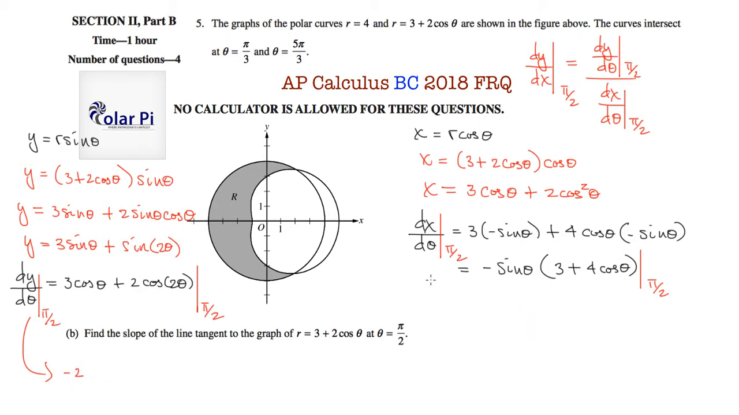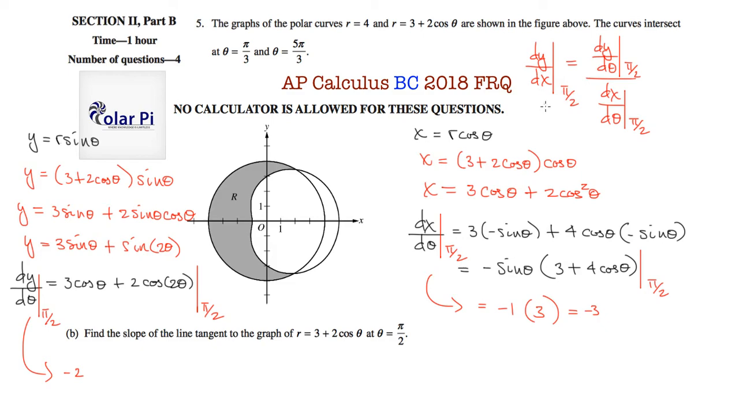And then we see that dx d theta evaluated at pi over 2 will be negative of sine of pi over 2. Sine of pi over 2 is 1. So we've got negative 1 times 3 plus, and then 4 times cosine of pi over 2, which we already said is 0. So 4 times 0 is just 0. So we just have negative 1 times 3, which is negative 3.